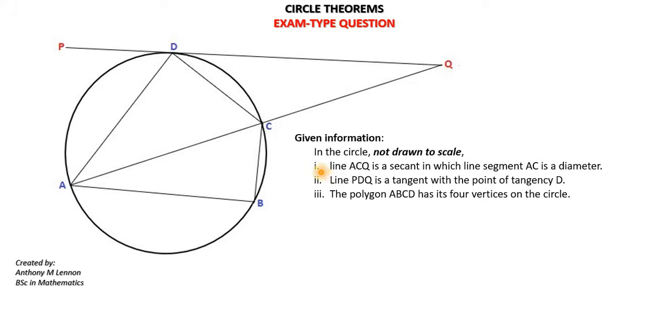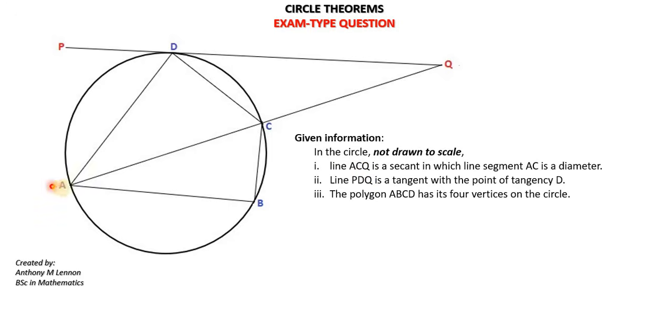However, you'll use properties that you would have learned, or angle facts you'd have learned, theorems, to determine what the angles are. So, first point is that line ACQ is a secant, in which the line segment AC is a diameter. Observe the diagram and compare what you're given. Here, it says line ACQ.